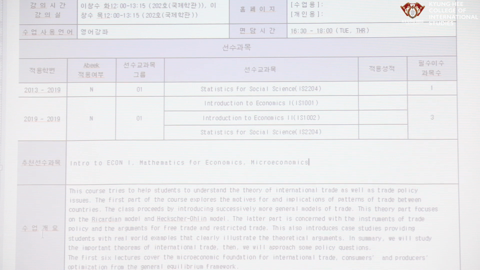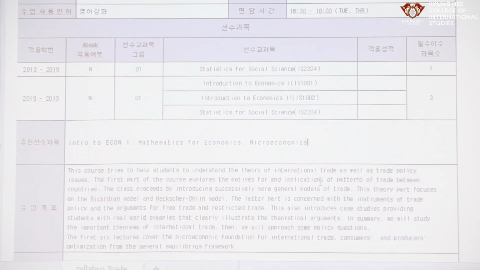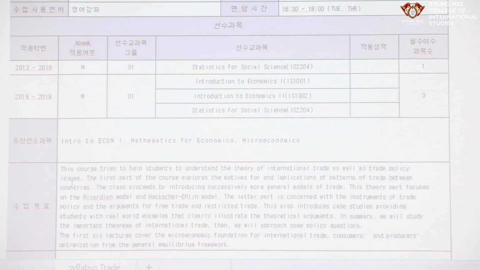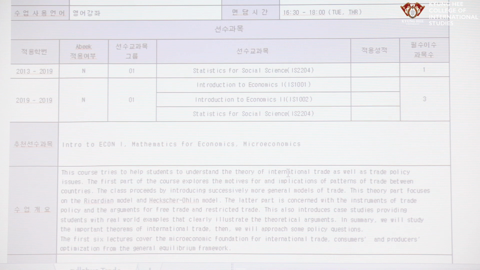So this is really important if you really want to get high marks, a high grade. Okay, let's go to the outline of the class. This course tries to help students to understand the theory of international trade and trade policy issues. Before the midterm exam, we study the theory part of international trade, the Heckscher-Ohlin model and the Ricardian model. After the midterm exam, we study trade policy issues.